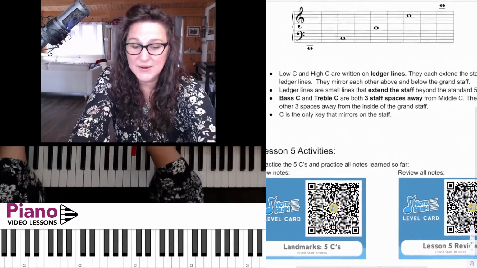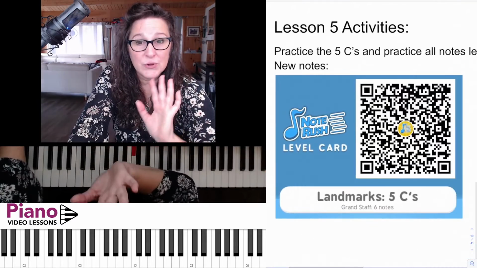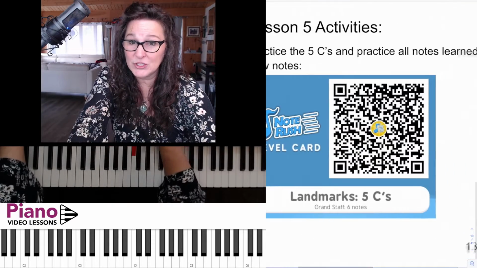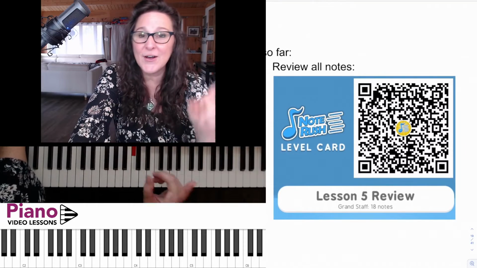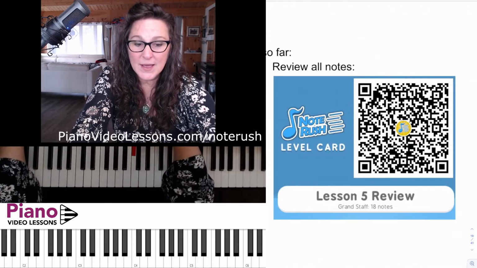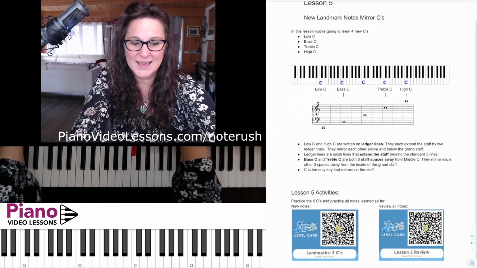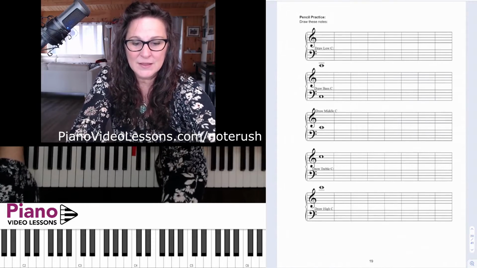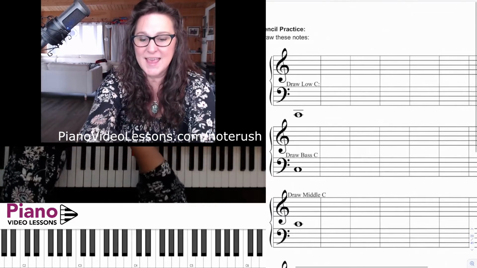So let's go ahead and look at the bottom of our workbook here. We'll see there's QR codes for the NoteRush drills. The first one is for the new 5 landmark C's that we just learned, and the second one reviews these 5 notes plus all of the notes from the first 4 lessons. So let's go ahead and do a little bit of pencil practice, and then we'll come back and do the NoteRush drills together.